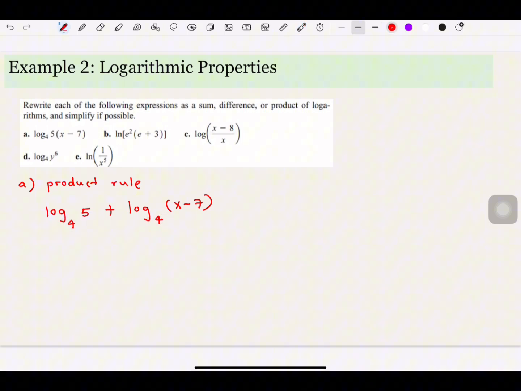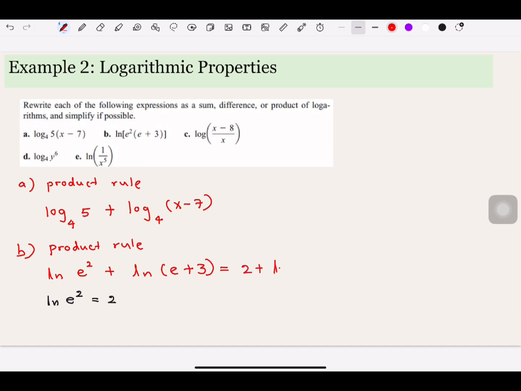Moving on, second part. Here again you have a logarithmic function. ln means this is a logarithm with base e, and inside you have the product of two functions, which means again you have to use the product rule. If you use the product rule, you'll get ln e to the power 2 plus ln e to the power 3. But we are not done because we can simplify this further. We know that the natural logarithm of e to the power 2 is equal to 2 using basic rules. So you can write this expression as 2 plus ln e to the power 3.